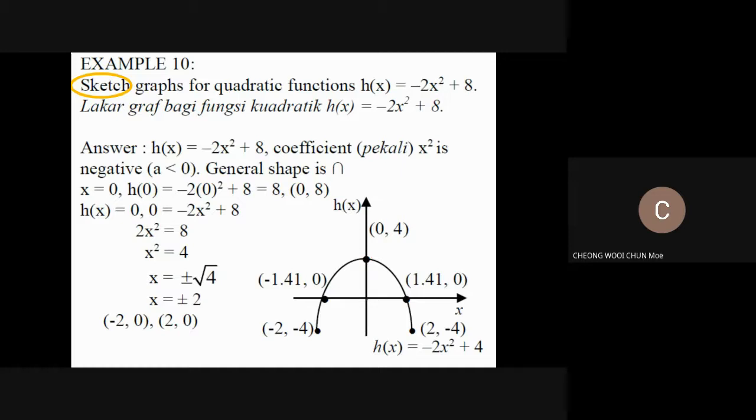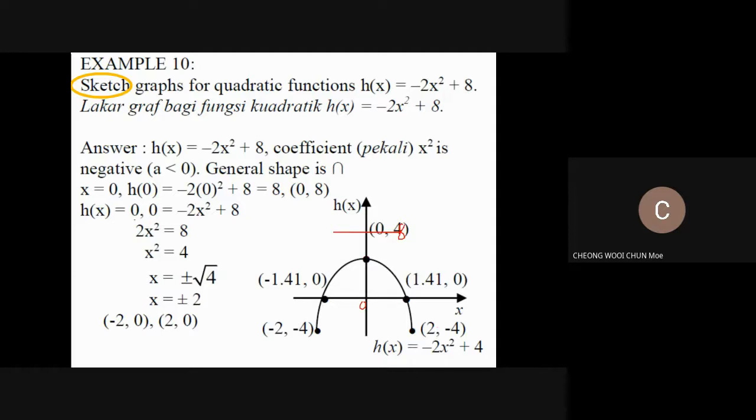Sorry, no, x0 is here. Here is x0. Okay, x is 0, y is 8, so it's 0, 8, not 0, 4. How come 0, 4? 0, 8.